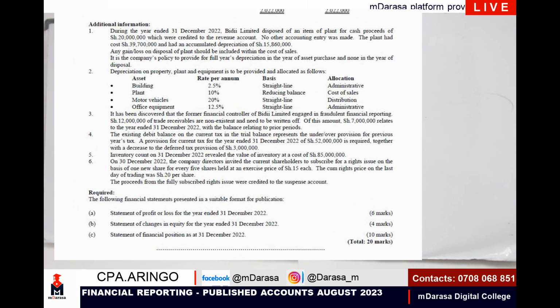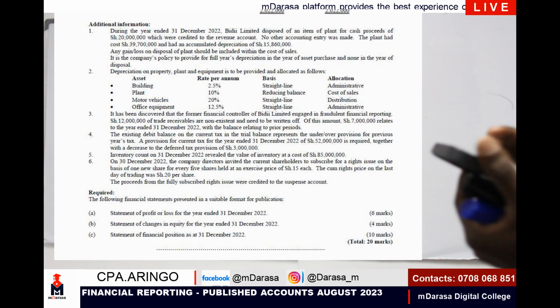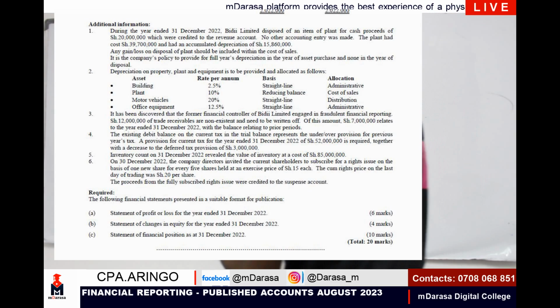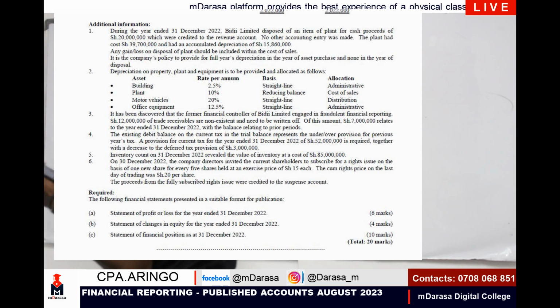These are what you're having in additional information. Mwalimu has shared that question there with us. Additional information note number 1. These are what you're told, that during the year ended 1st December, BD Limited disposed of an item of plant for cash proceeds of 20 million. Mark that very well. The cash proceeds was 20 million.